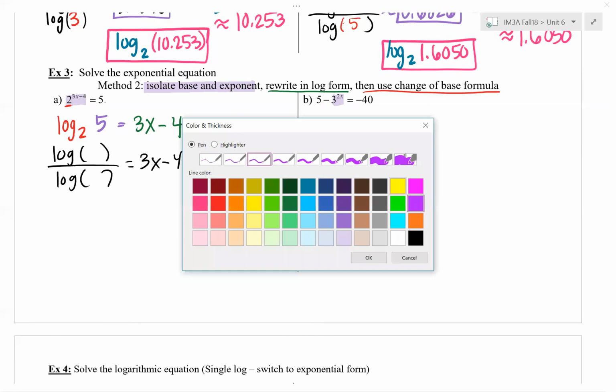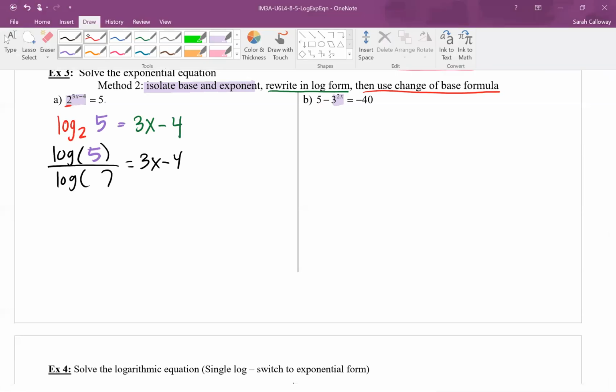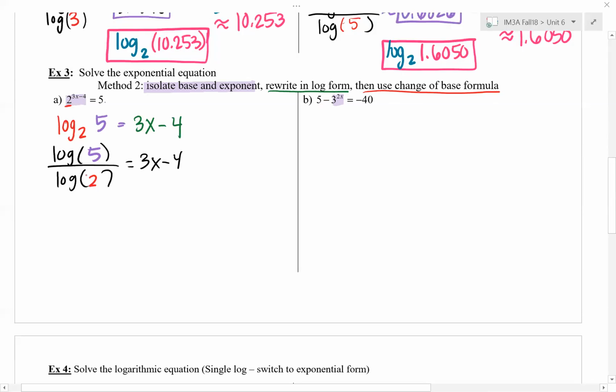Sorry. That's a different color. That didn't work. Log of 5. Let's find our purple. There we go. Over log of 2 equals 3x minus 4.